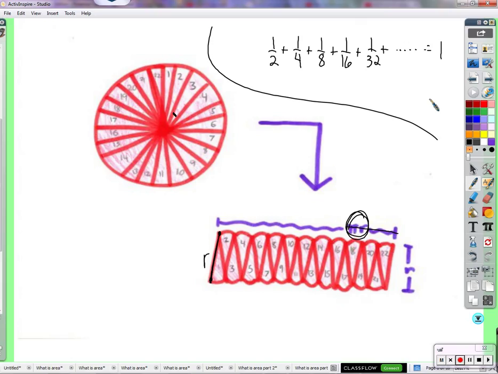Not get close to 1. Not even infinitely close to 1. It would be 1, because we've done something that we can't really do: add up an infinite number of terms. We never stop adding on terms.